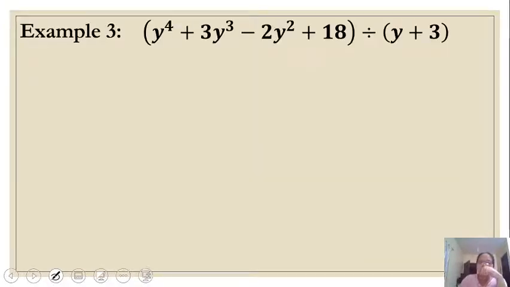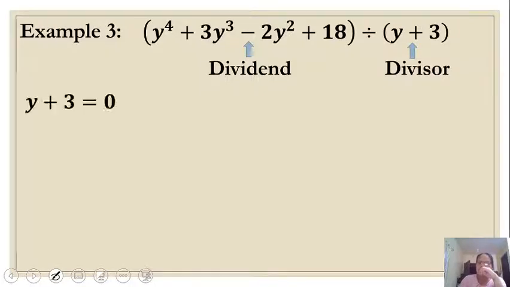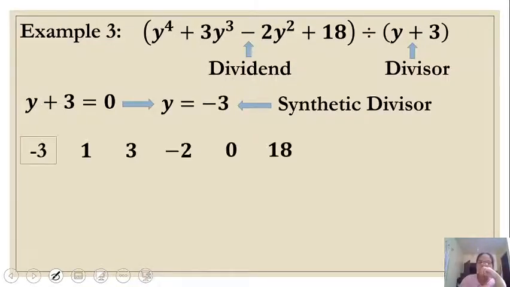Another example, divide y to the fourth plus 3y cubed minus 2y squared plus 18 divided by y plus 3. Dividend and then the divisor, the second polynomial. Consider the divisor y plus 3 equated to 0 and then get the value of the synthetic divisor. So the synthetic divisor is -3. Our coefficients are 1, 3, -2, and 18. So we write it here.